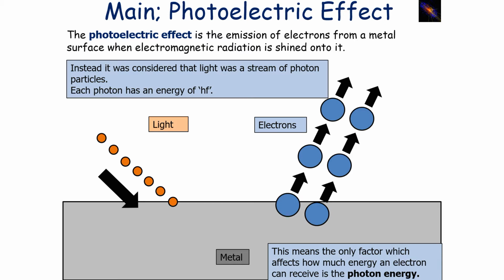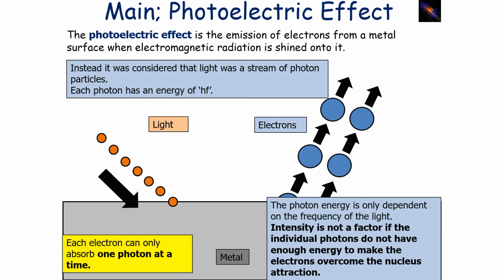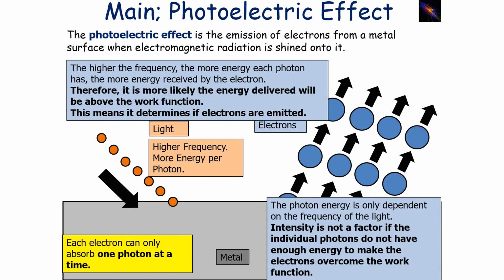So it tells us that photon energy, which is only dependent on the frequency of the light and not the intensity, will affect whether electrons are emitted. So this tells us that intensity is not a factor, because if the individual photons do not have enough energy to make the electrons overcome their attraction to the nucleus, nothing will be emitted. So it's important to know that the higher the frequency, the more energy per photon.